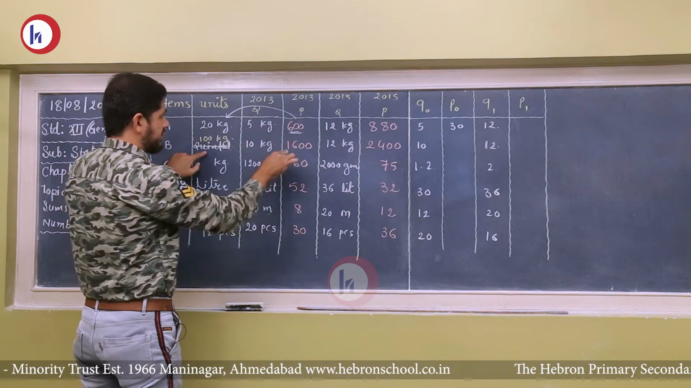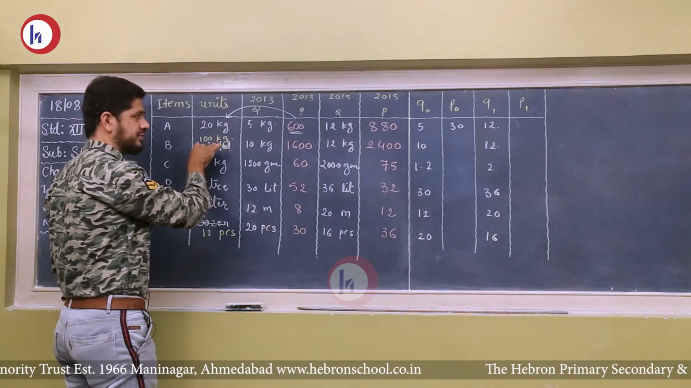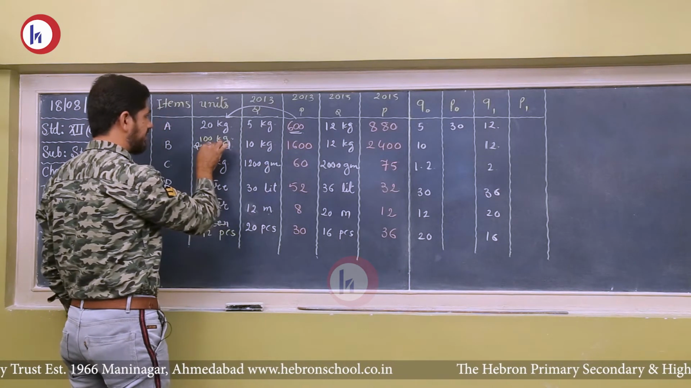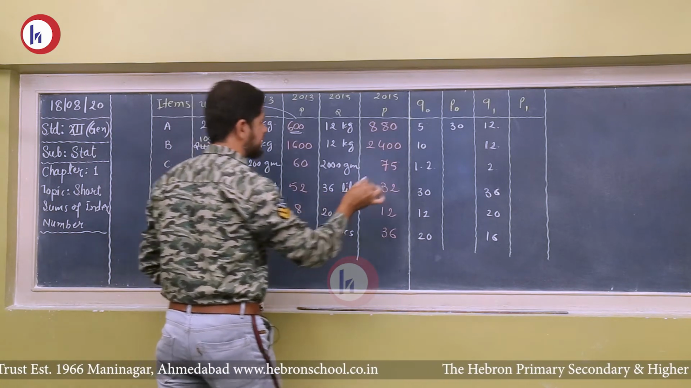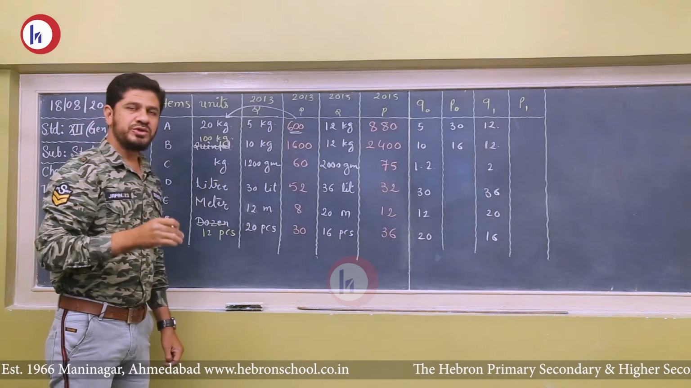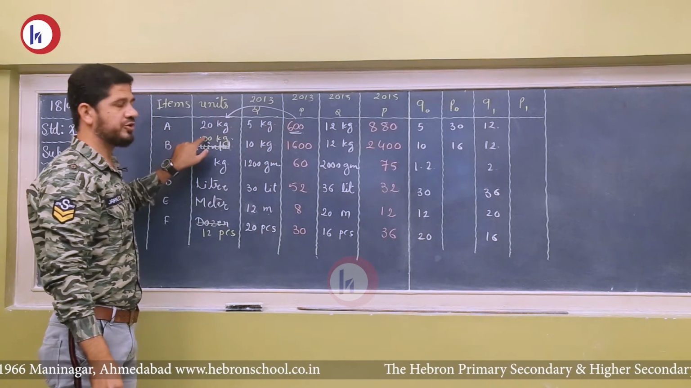Now 1600 is the price of 100 kg. So what should be the price of 1 kg? So 1600 divided by 100, it is 16. In short, we need to divide the price column by unit column.